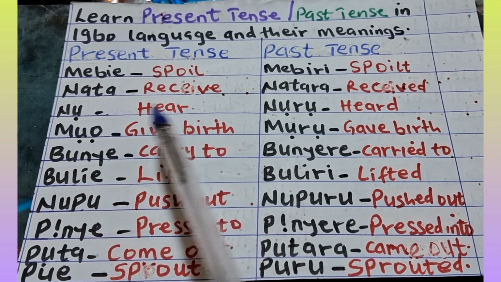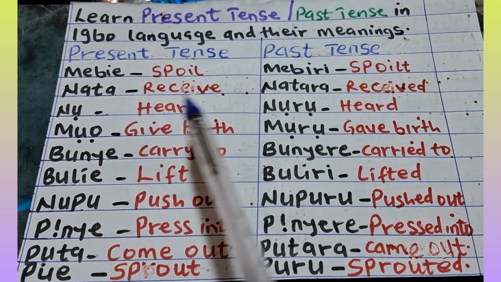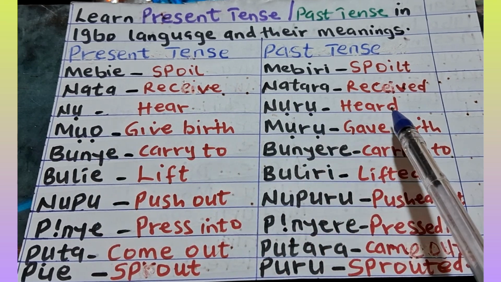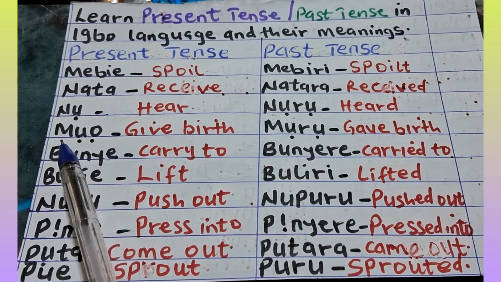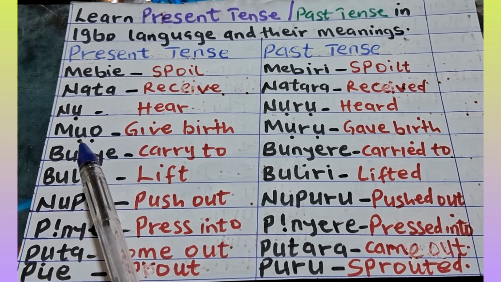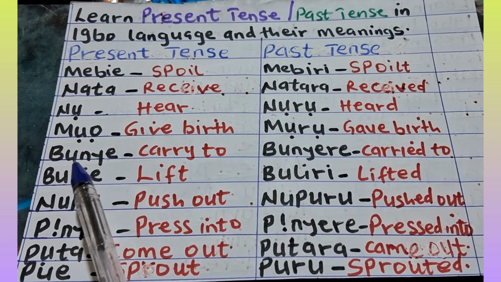No, here. Past tense of no is noro, here. More, give birth. Past tense of more is moro, gave birth.